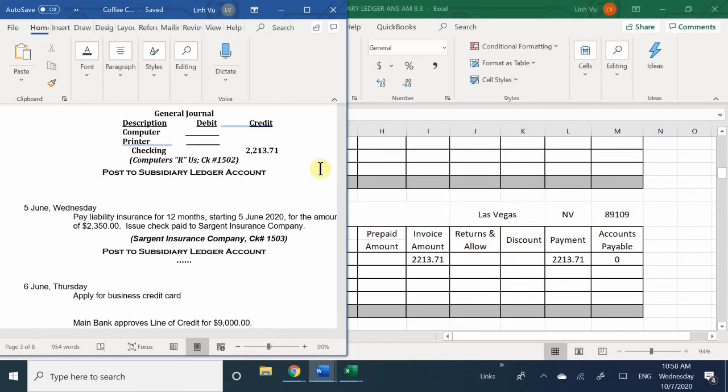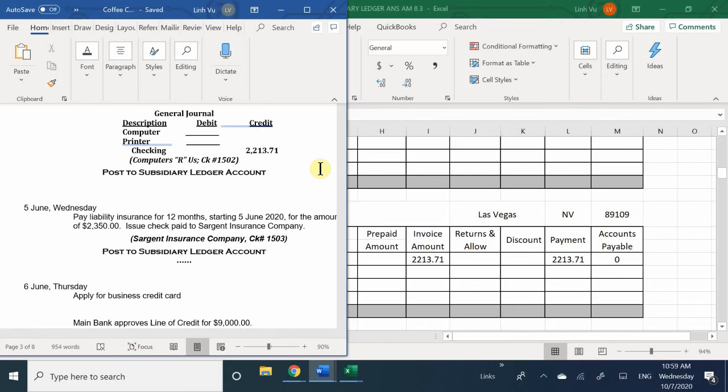Okay. To whom did we pay? Sargent Insurance Company. Now, in reality, when you pay for insurance, can you pay it on a month-to-month basis? Yes, you can, but typically they will sell you either a 6-month packet or a full year insurance. Okay, so here we're going to incur another prepaid account, and we're also going to expense for the month of June. Okay, so let's look at this scenario carefully.